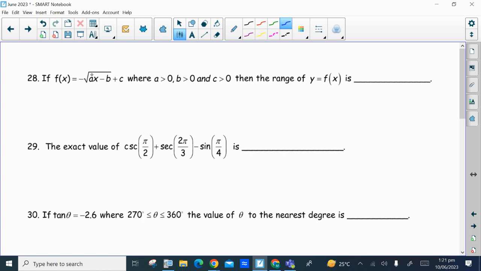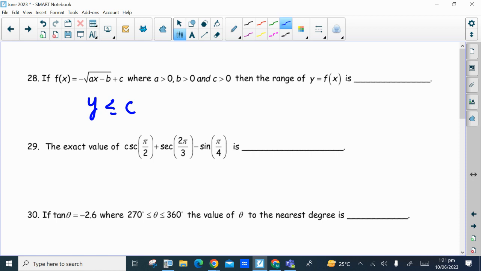This part inside might shift it over a little bit, one way or the other, but that doesn't change the range. But when you go up c units, that will change the range. It's going to start at a y value of c and go downwards forever. So the range would be y must be less than or equal to c. That is the range for that expression.